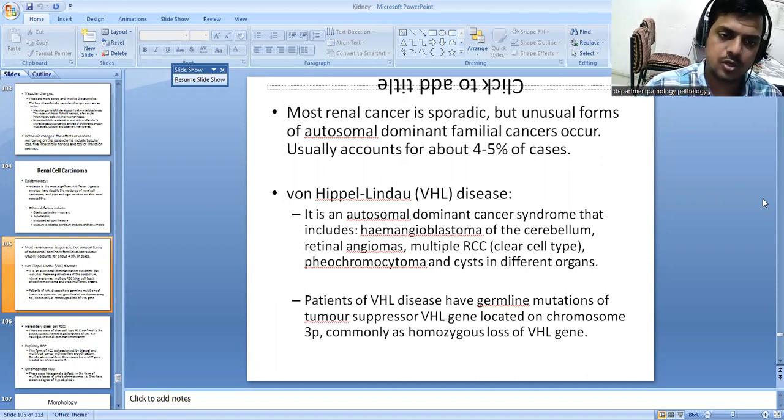It is an autosomal dominant cancer syndrome that includes hemangioblastoma of the cerebellum, along with retinal angiomas, multiple renal cell carcinoma, clear cell type, pheochromocytoma and cysts in different organs. Patients of VHL disease have germline mutations of tumor suppressor VHL gene located on the chromosome 3p, commonly as homozygous loss of VHL gene.